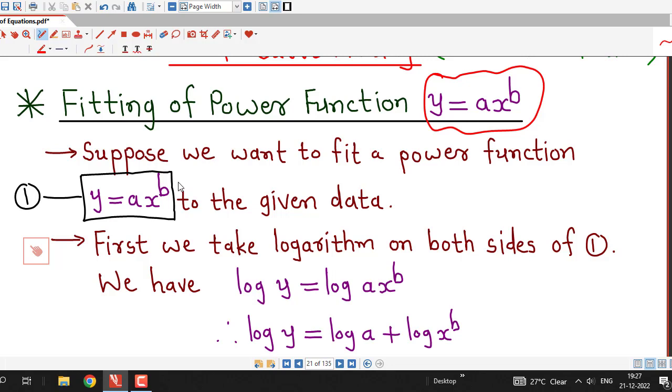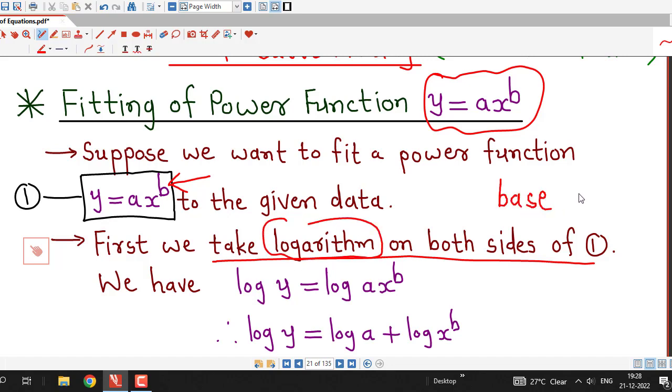You have to just take logarithm on both sides of the power function. Suppose we want to fit the power function y equal to a times x raised to b, then the first step is to take logarithm on both sides of equation 1. Now whenever we are talking about logarithm, we have to decide the logarithm to which base. There is no restriction here. You can take logarithm to the base e, or you can take logarithm to the base 10 also. That is your choice. You can take logarithm of any base.